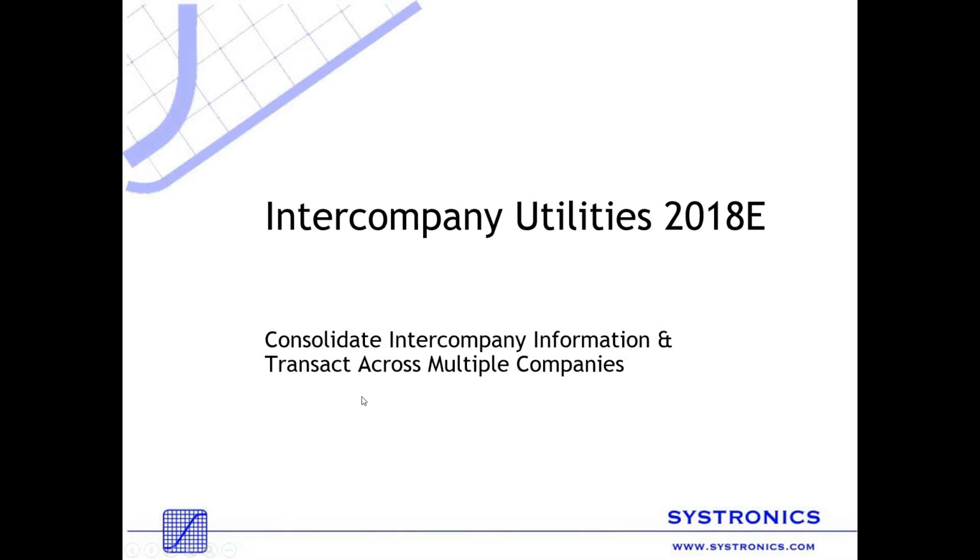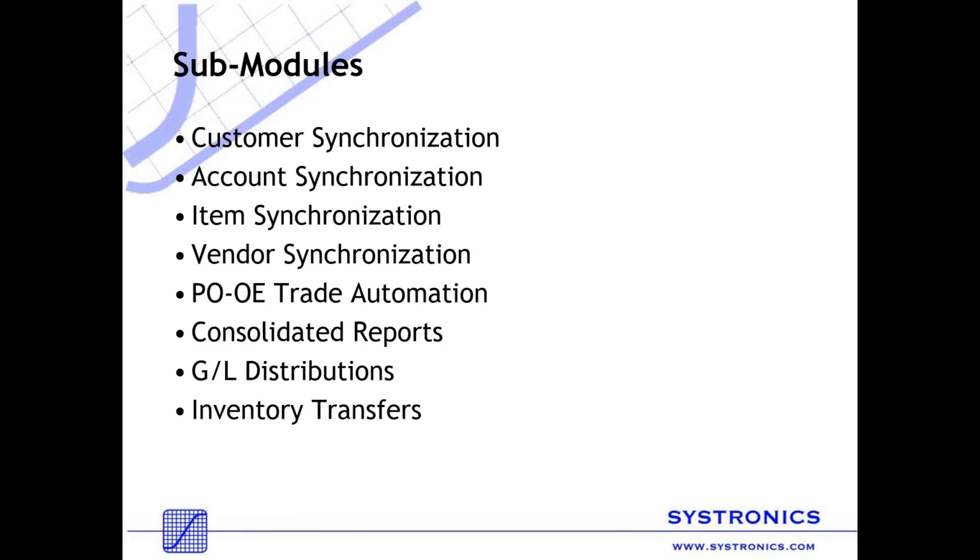Hello everyone. Today I will present the main functionalities of SYSTRONICS Intercompany Utilities. Intercompany Utilities is a multifunction application designed for organizations that have multiple branch companies using Sage 300. The application consists of several submodules, and each submodule automates a specific function of intercompany operations.